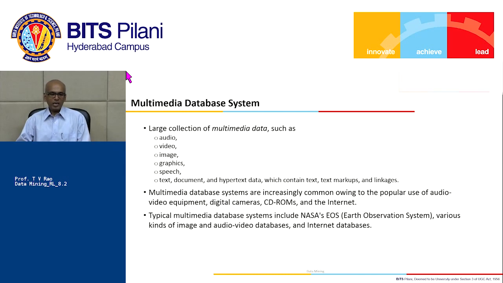The multimedia database may contain audio, video, image, graphics, or even text and markup languages. This kind of data is becoming very popular because of the widespread use of audio and video equipment, and it is also widely shared because of social networks. A popular multimedia database is NASA's Earth Observation System, and there are several other image databases, such as those for medical imaging.